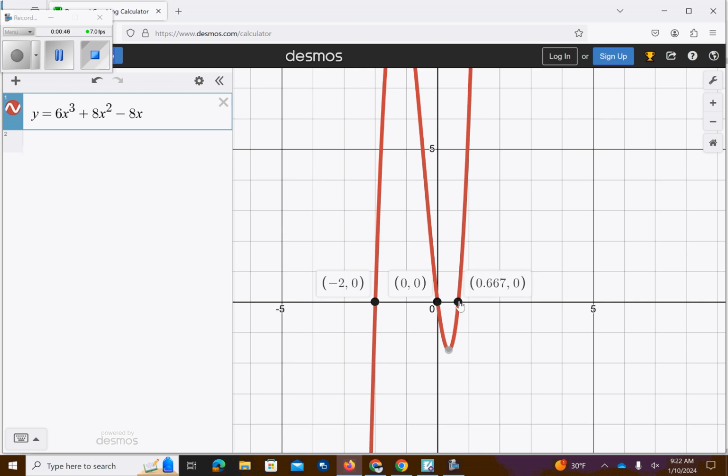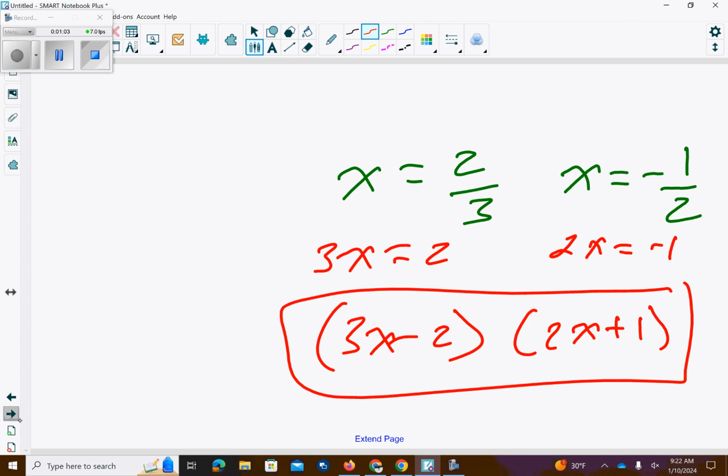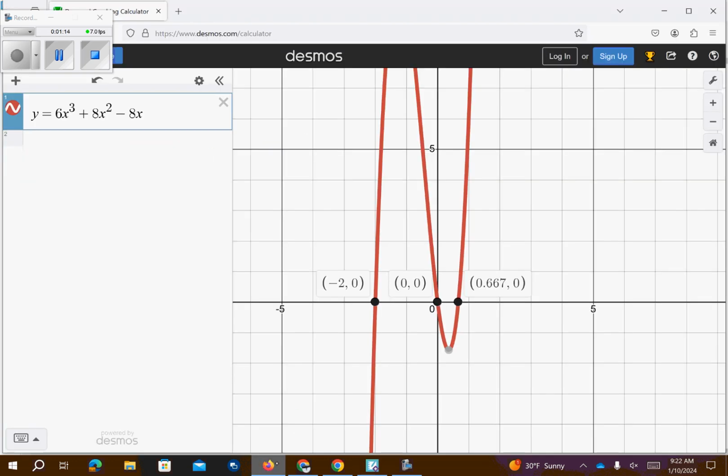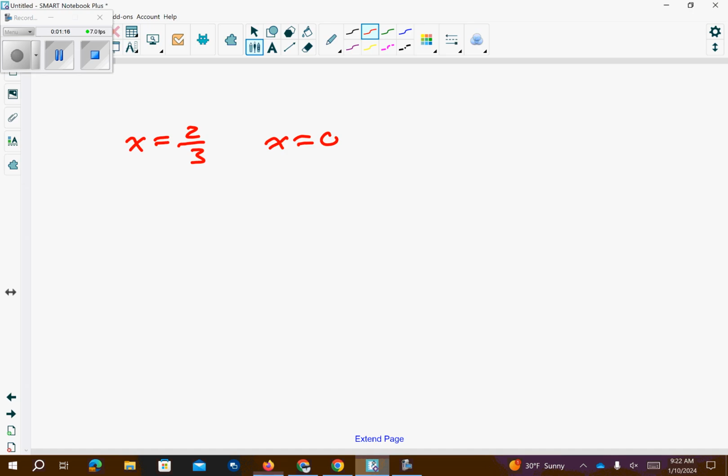Now, x equals negative 2, x equals 0, and then we just said that 0.667 is the same thing as 2/3, right? So negative 2, 0, and 2/3. So x equals 2/3, x equals 0, and x equals negative 2.